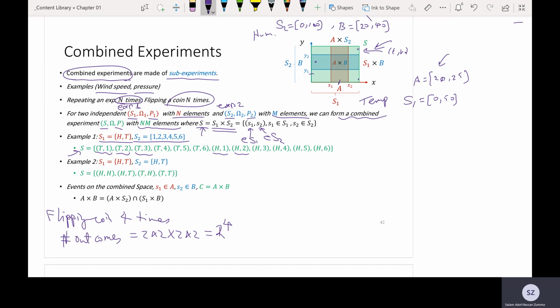Why? Because you can have head, and all the combinations in between. Okay, so every ordered pair will be of how many items? 4. So basically S here will look like head, head, head, head, and so on, until you get tail, tail, tail, tail. Okay.